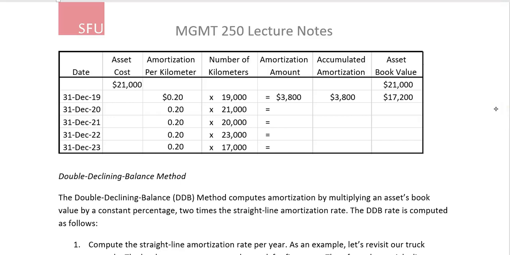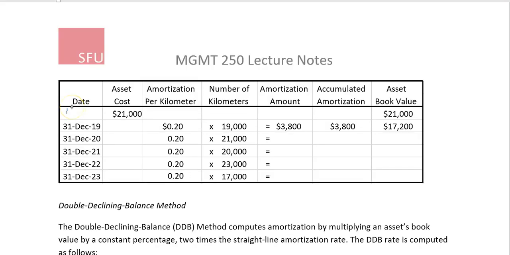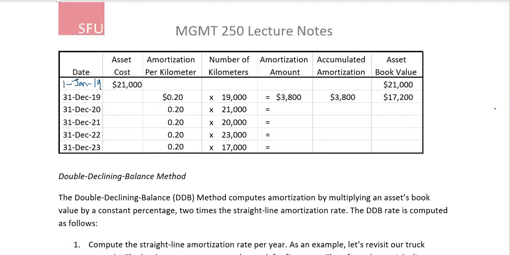Once again, we have our initial asset cost of 21,000. If you want to put the date in, you can go ahead and do that. In fact, I will. So in the first year, the truck is driven 19,000 kilometers. We have our rate. It stays consistent all the way down here. And then we have 19,000 the first year.